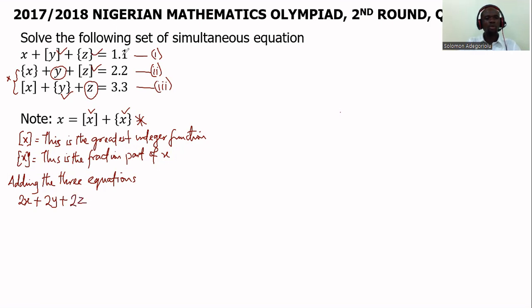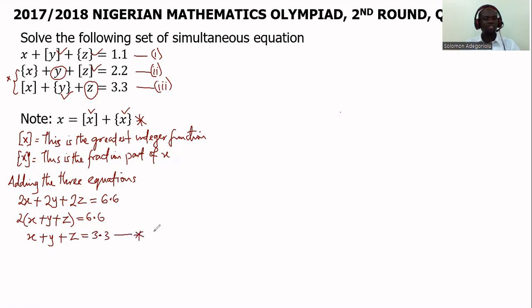If we add 1.1, 2.2, and 3.3 together, that's going to give us 6.6. We can find a common factor here. What is the common factor? 2 into bracket of x plus y plus z is equal to 6.6. Dividing both sides by 2, we'll have x plus y plus z is equal to 3.3. Let's take note of this.